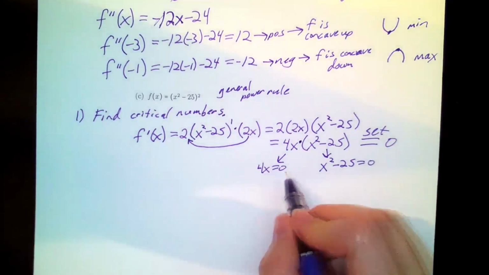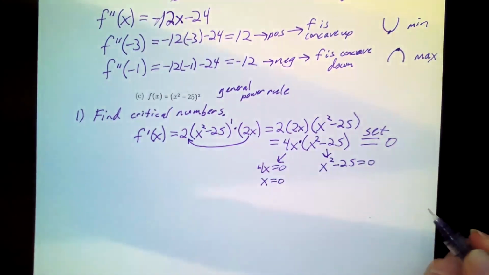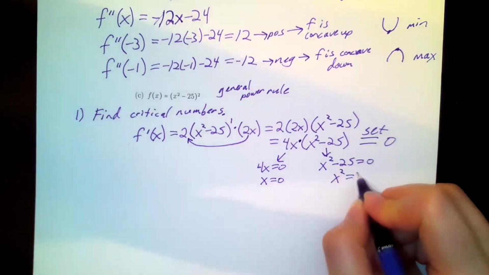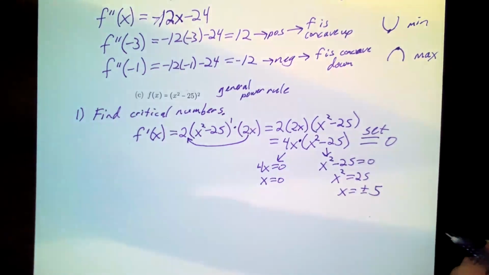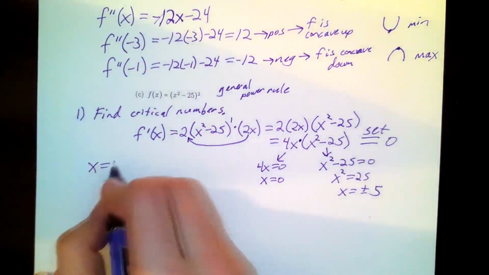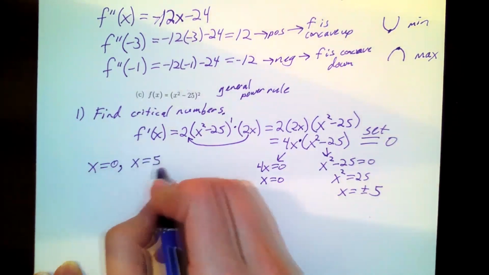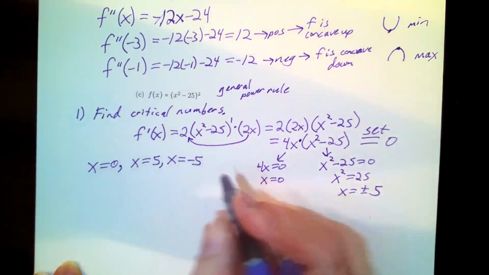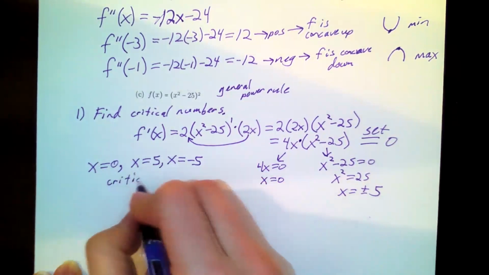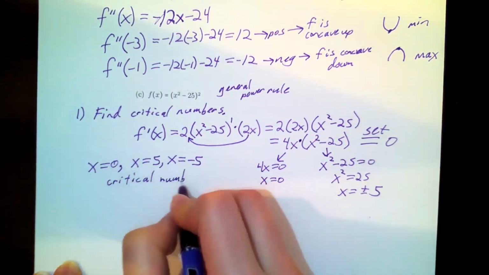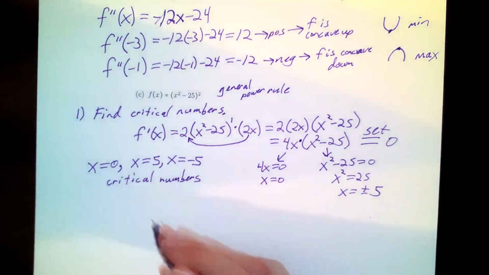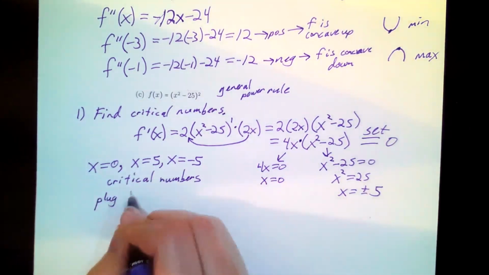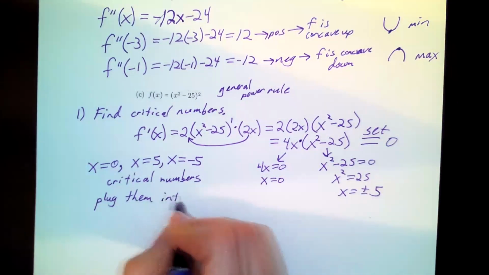If I divide by 4 on both sides, I get x equals 0 over here. If I add the 25 to the other side and square root it, I get x is plus or minus 5 over here. I have 3 critical numbers: x equals 0, x equals 5, and x equals negative 5. Now, because these are critical numbers, they are potentially maxes and mins. And in order to figure out if they are maxes and mins, you're going to take those this time and plug them into the second derivative. That's called the second derivative test.